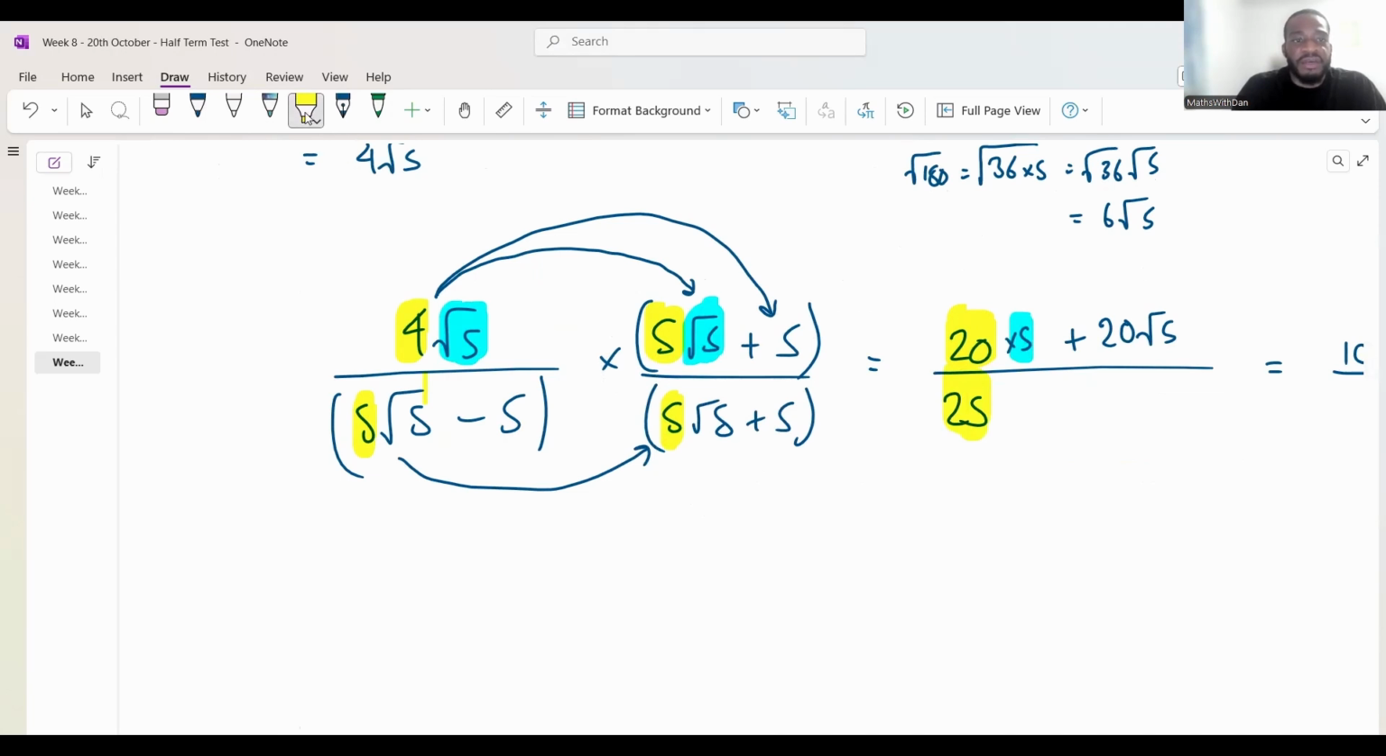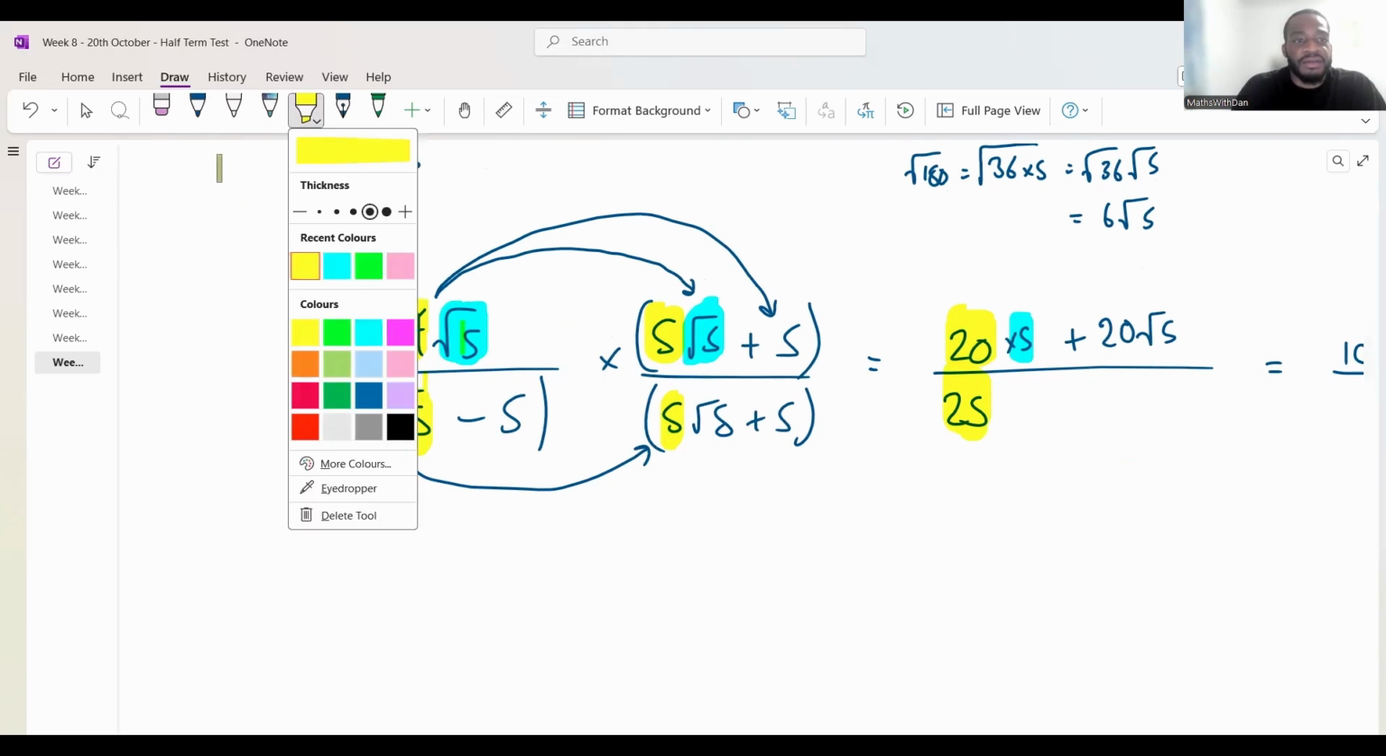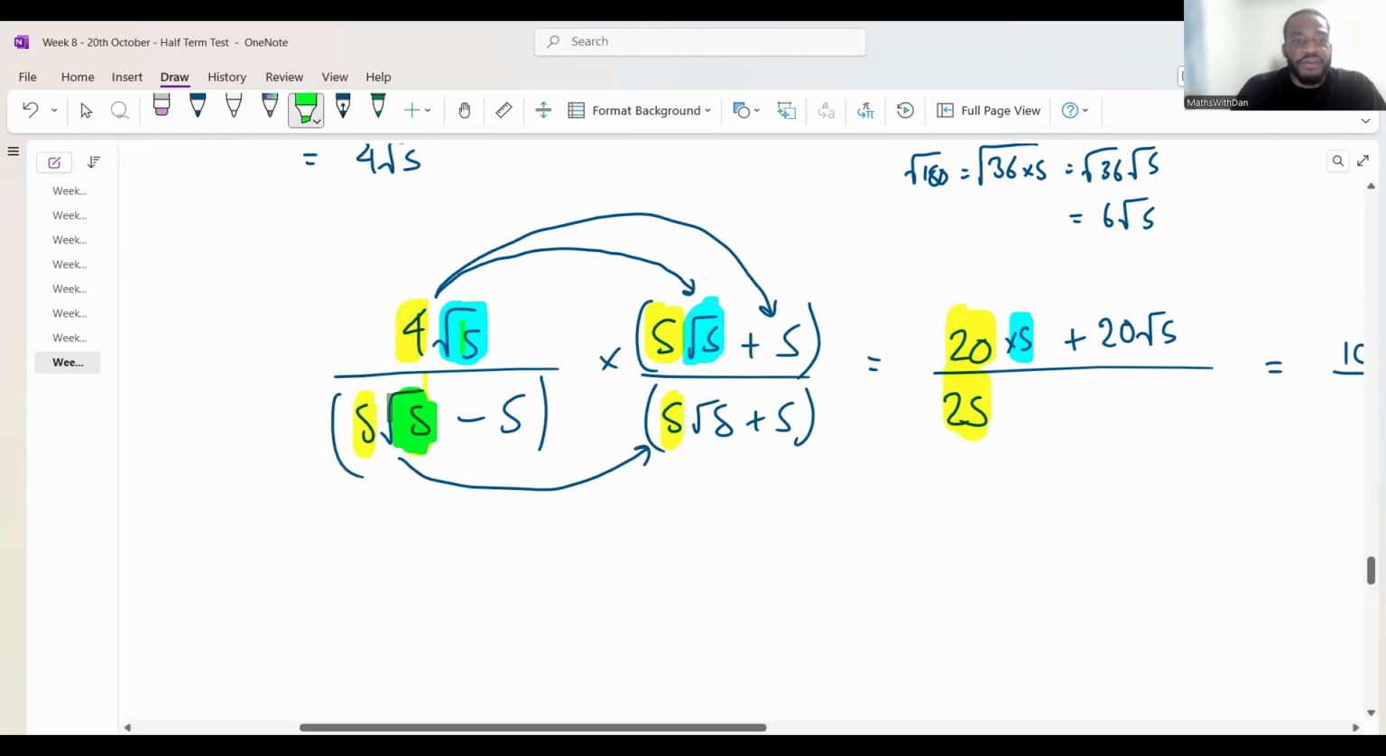And then we've seen this already. We know what root 5 times root 5 is. Root 5, sorry, I'll do it in green. Root 5 times root 5, we know is 5. So it's 25 times by 5, like that. That's how you should always do these questions, just so you don't make a mistake.